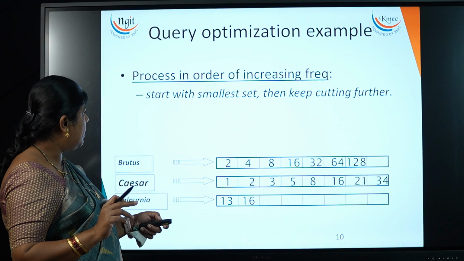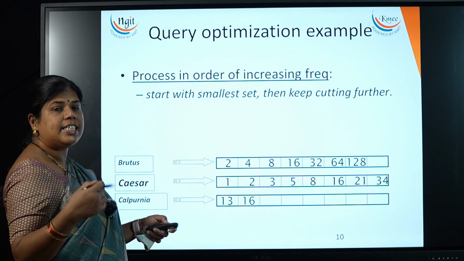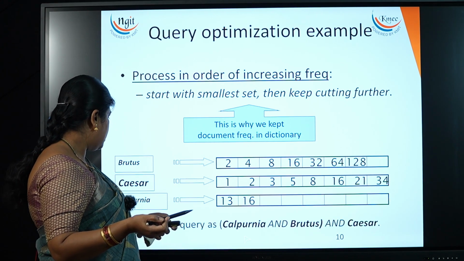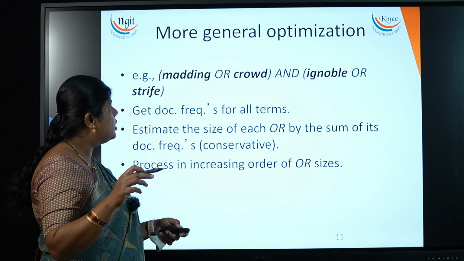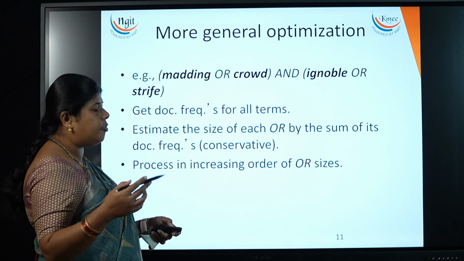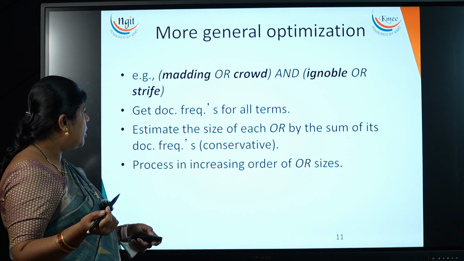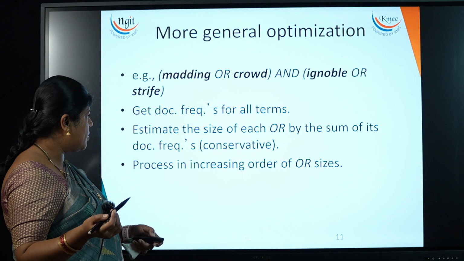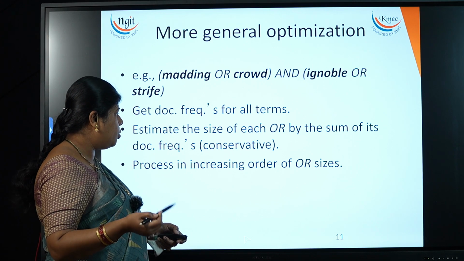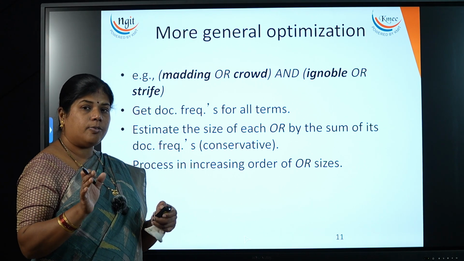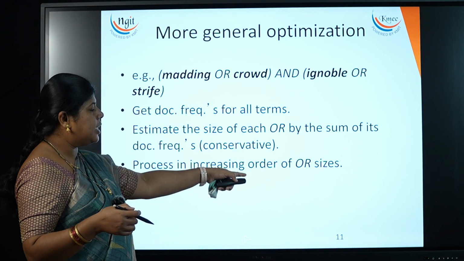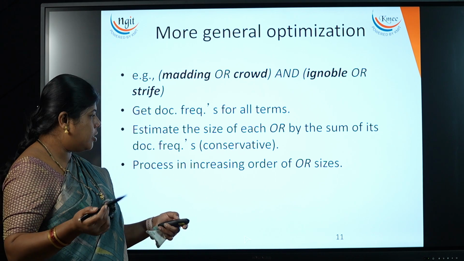Now, process in the order of increasing frequencies. This is why we kept a document frequency in the dictionary. Now, here I am using it in a different way. First, I am performing the OR operation, then I will perform the AND operation. Here I want the document frequency for all the terms, and for OR, you have to get the size by summing them up, and then you have to process in the increasing order of that sum, that is the OR size.